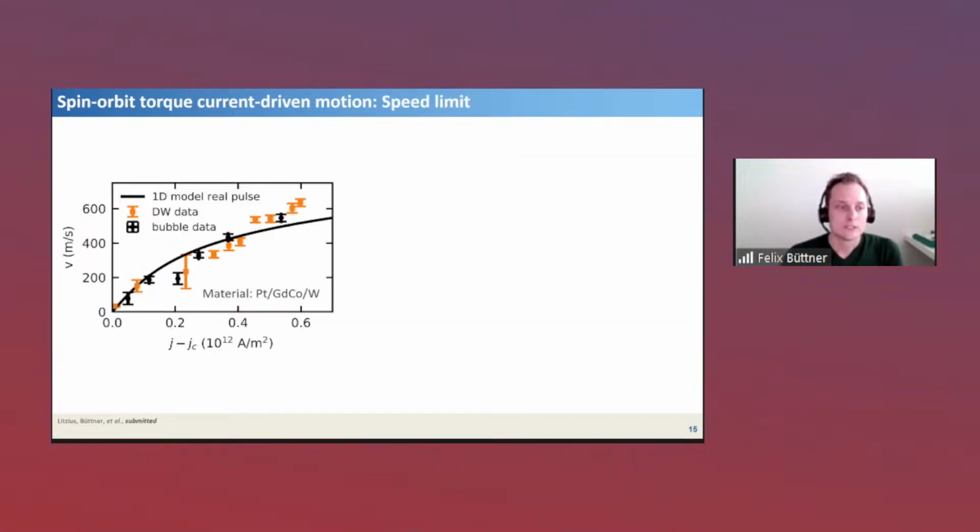When you drive skyrmions faster, it's interesting to see here, the skyrmion data in black and the domain wall data in orange, that above a certain velocity you actually also saturate the velocity of the skyrmions. This is surprising, because according to the Thiele model, where you assume that the skyrmions are rigid particles that you just displace by the current but do not change the shape, the velocity would not be limited. So why is this so?